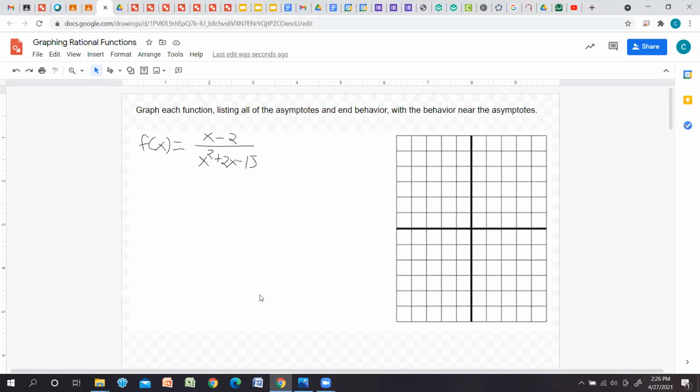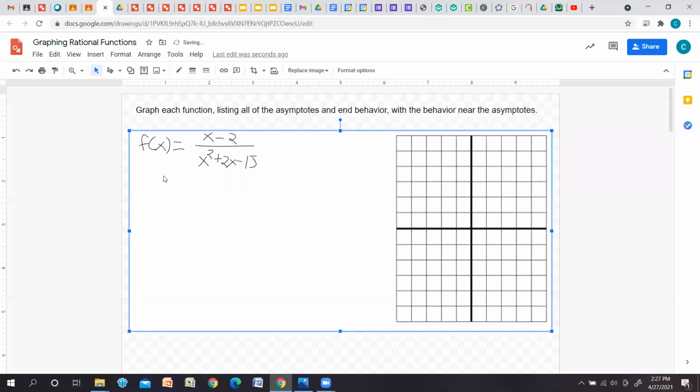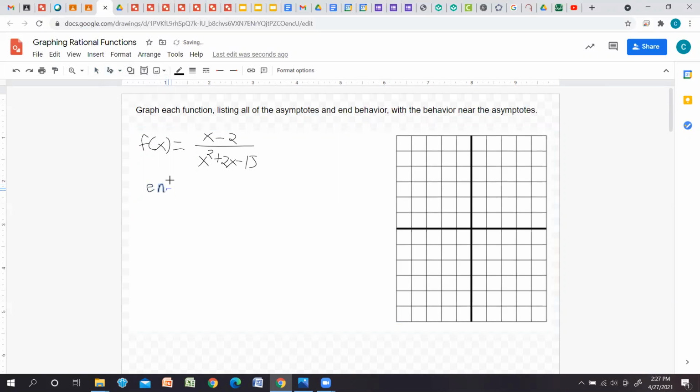So first, for example, we have f of x equals x minus 2 over x squared plus 2x minus 15. First we're going to find the end behavior here. To find the end behavior, we just take the lead terms and see which of the cases it is. So we have x over x squared. Well, that simplifies to 1 over x.